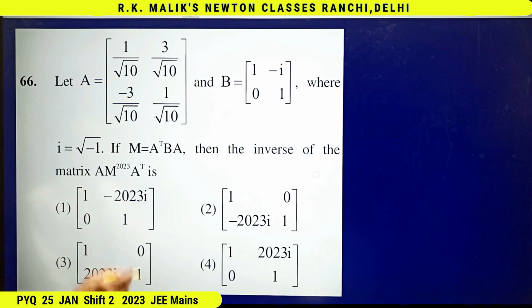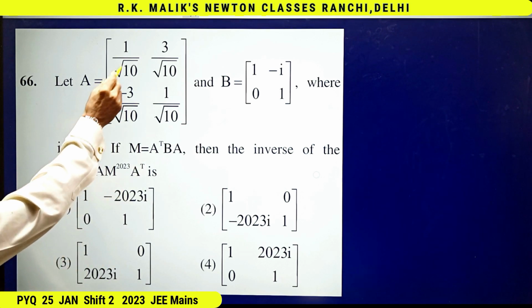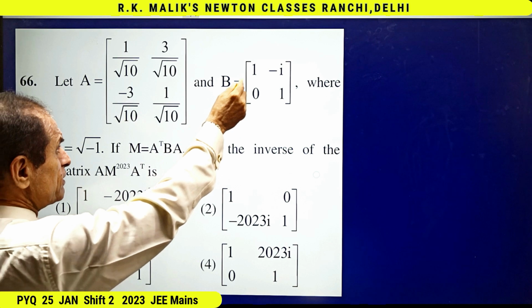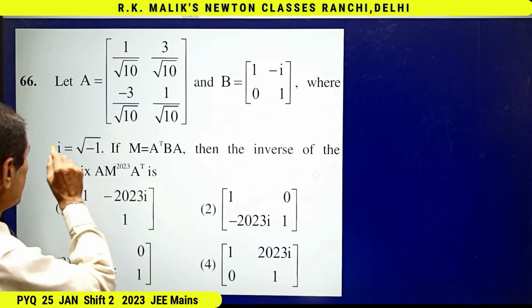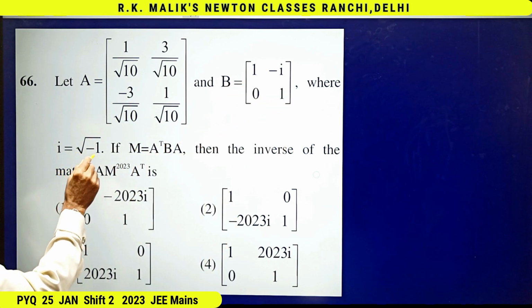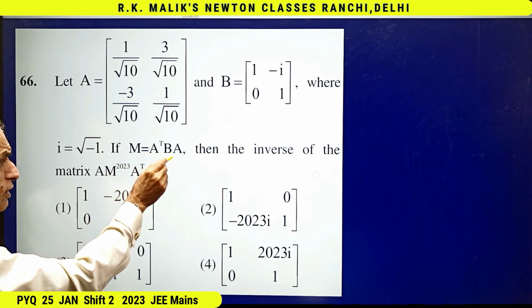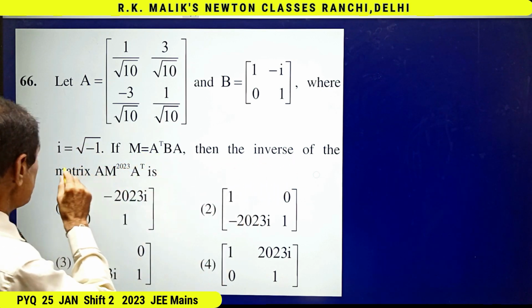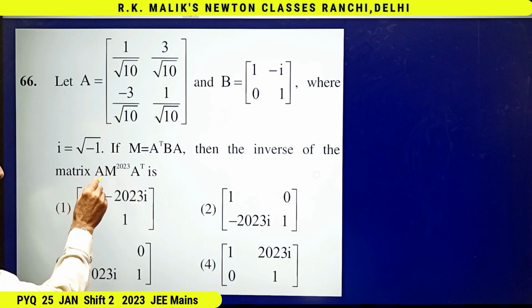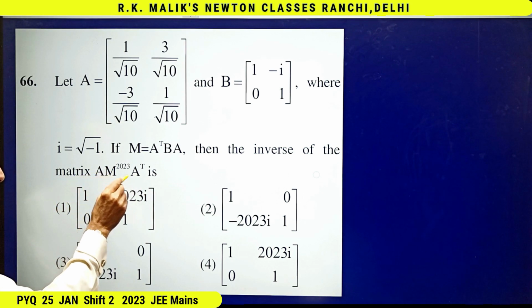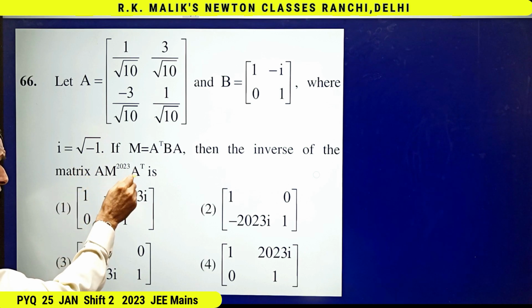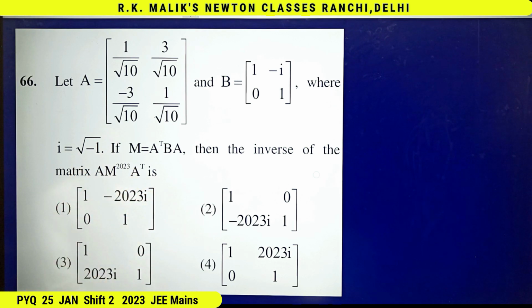In this question, it is given that matrix A equals this and matrix B equals this, where i means under root minus 1. If M is equal to A transpose into B into A, then the inverse of the matrix this is, you have to find the correct choice.